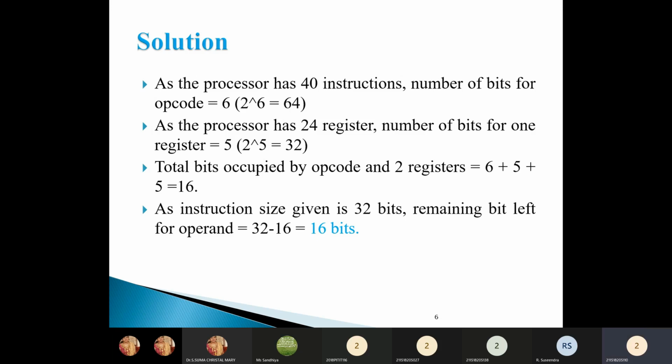As the processor has 40 instructions, the number of bits for the opcode will be 6. Next, as the processor has 24 registers, the number of bits for one register is 5. Total bits occupied by the opcode and two registers is 16, which is 6 plus 5 plus 5. As the instruction size given is 32 bits, the remaining bits left for the operand are 16, which is 32 minus 16.